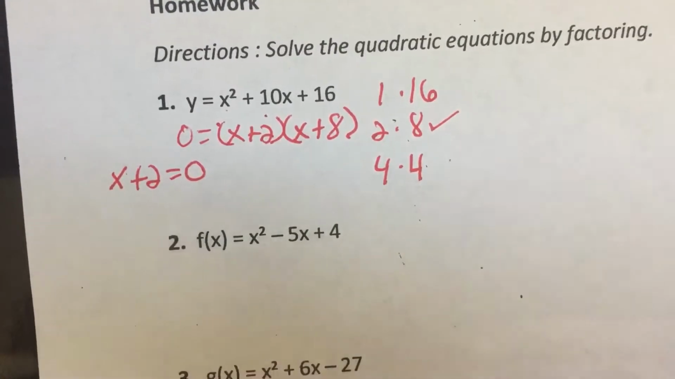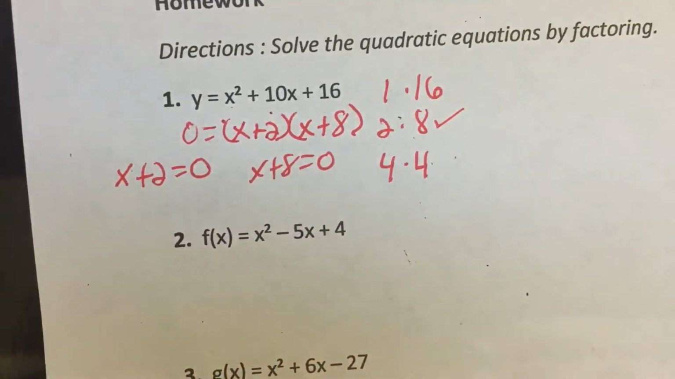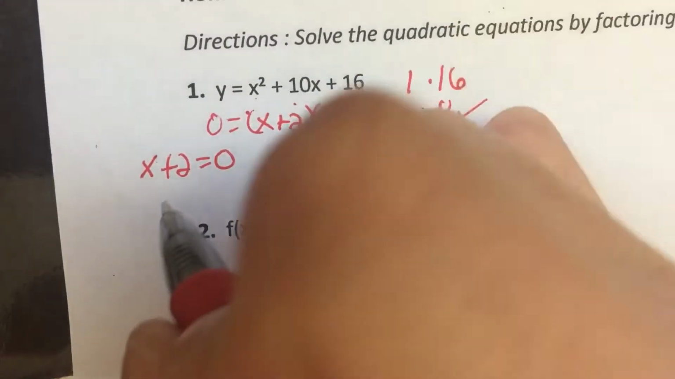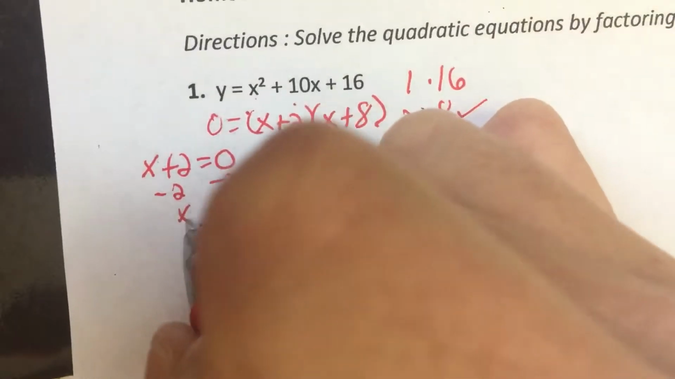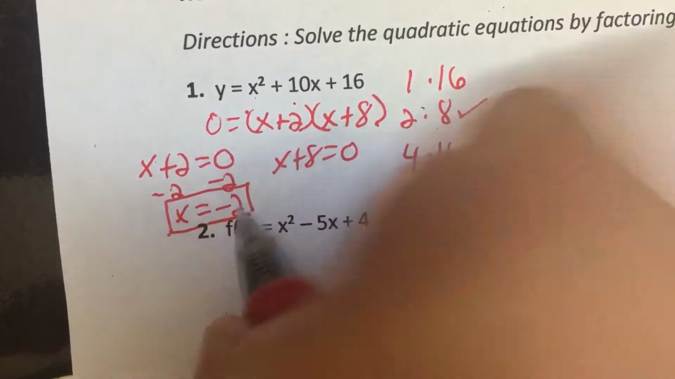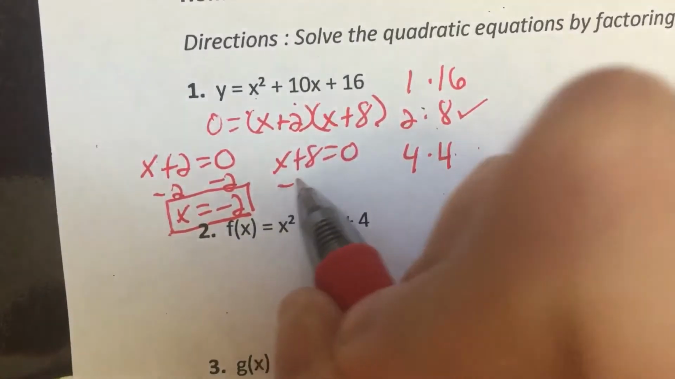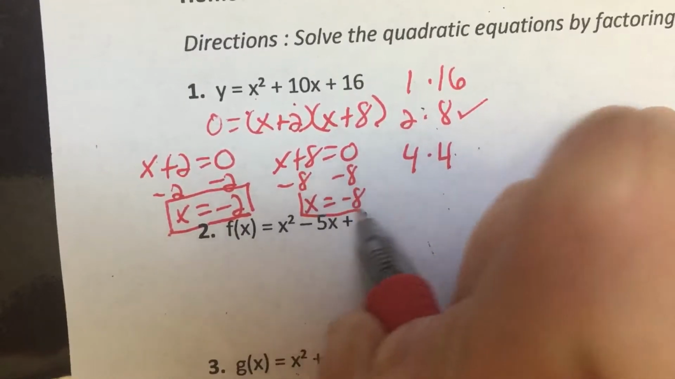So x plus 2, you put it equal to 0. Then x plus 8, you put it equal to 0, and you solve. Well, to solve for this, it's a simple one-step equation. You would have to subtract 2 on both sides, and you end up with x equals 0 minus 2, or negative 2. Same thing happens in the other one, except this time you're subtracting 8. So you end up with x equals negative 8.